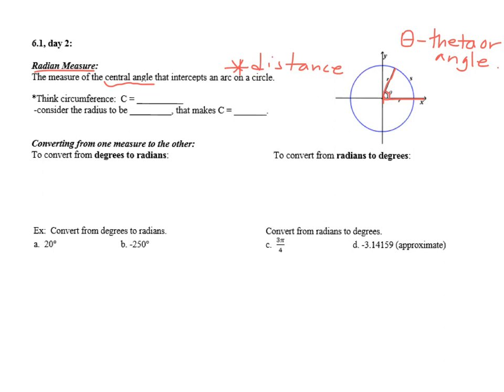But now if we look at the portion of the circle that it intersects, that length is called your radian length, or your radian measure of your angle. So let's think about it like this. The definition for circumference from geometry is 2 times pi times the radius. Well, in this picture, if we consider the radius to be 1, then that would make the circumference 2 times pi times 1, or 2 pi radians.